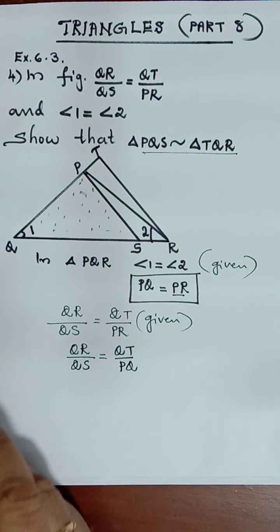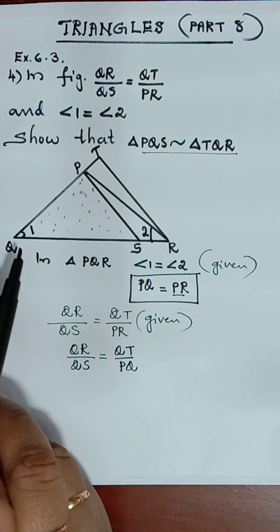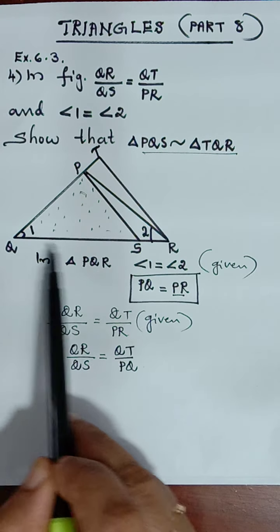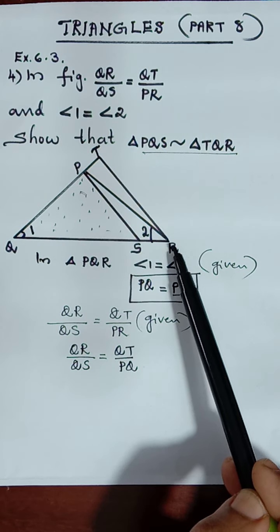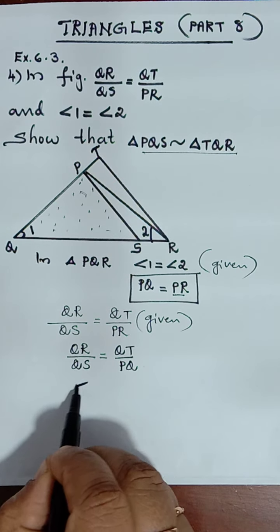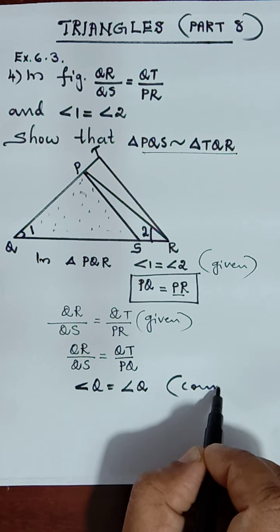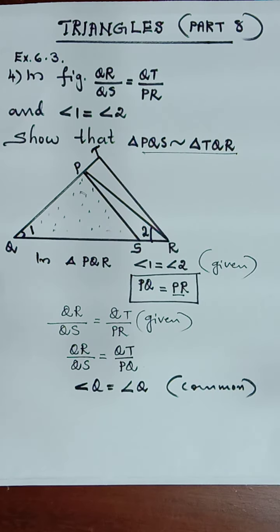Next point is this angle 1. Is this angle 1 of both the triangles? Angle 1 is angle Q. This angle Q is of triangle PQS as well as of triangle TQR. For both these triangles, we have a common angle, that is angle Q is equal to angle Q. It is common.